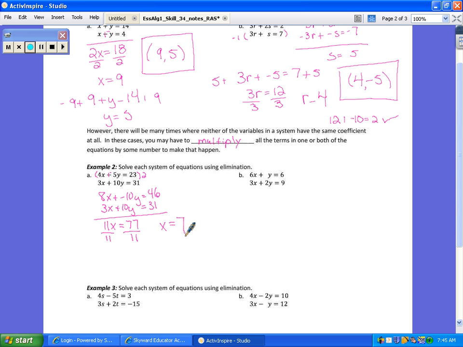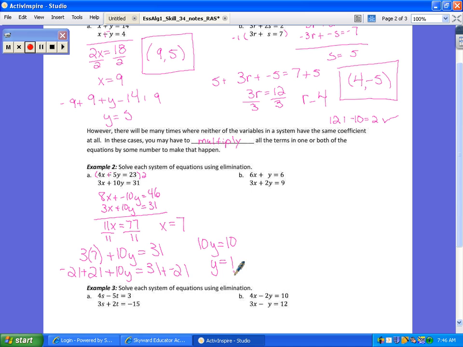Then you can use either equation again to find out y. I'm going to go ahead and use the bottom equation once again because it is positive. So 3 times 7 plus 10y equals 31. So 21 plus 10y equals 31. Got to add a negative 21 to both sides. And I get 10y equals 10. So y equals 1.